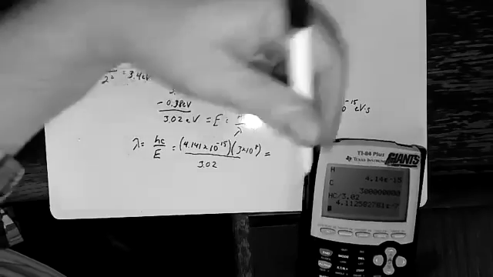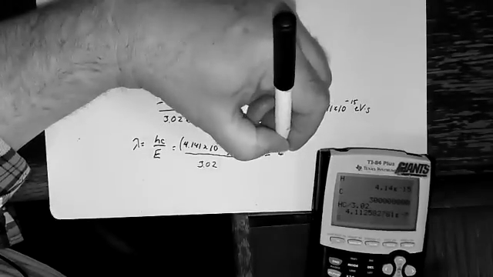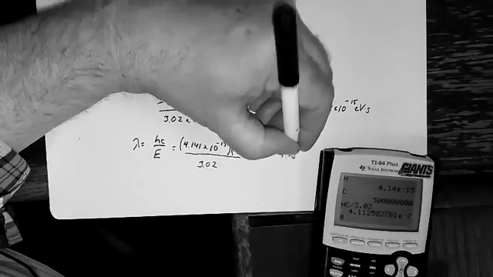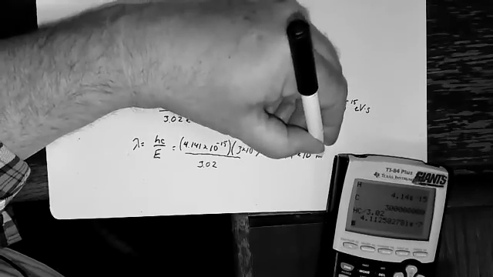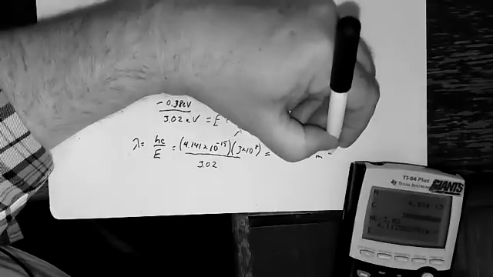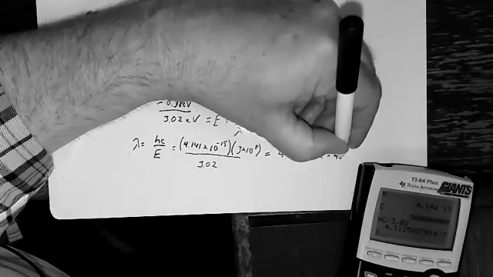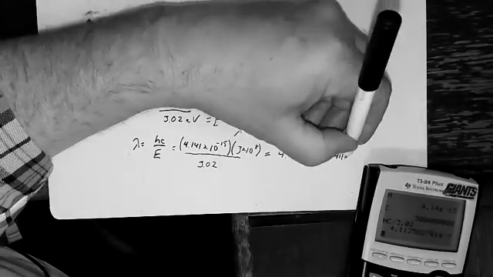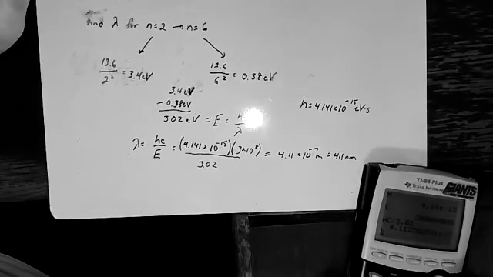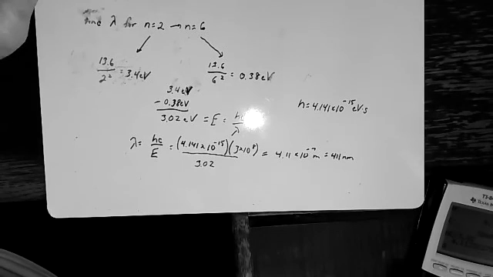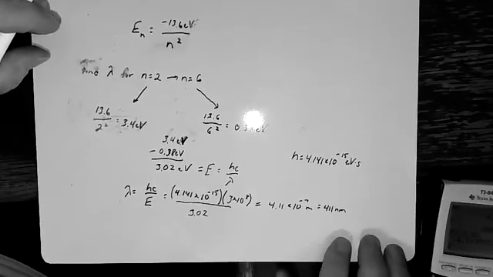Okay, so we get 4.11 times 10 to the minus 7 meters, and that's equal to 411 nanometers, which is blue. Okay. So, questions about that?